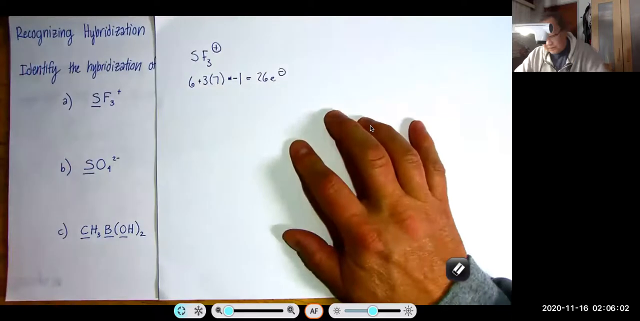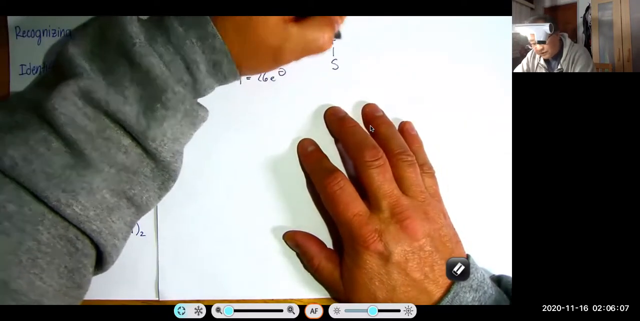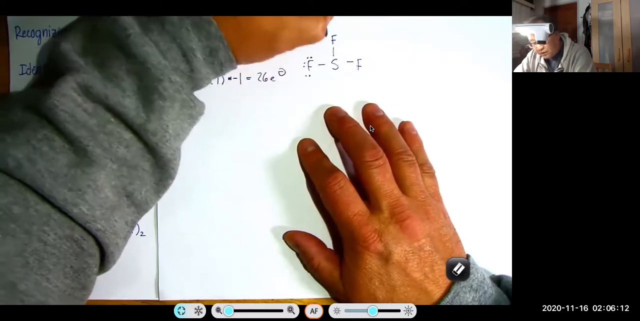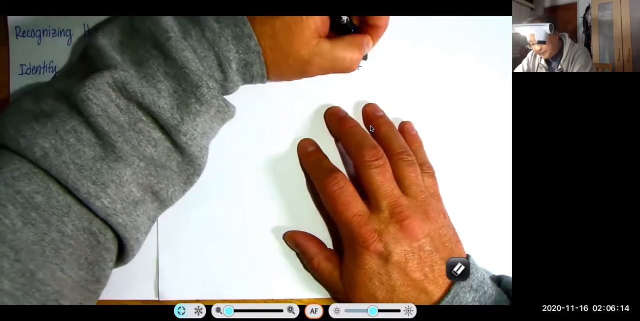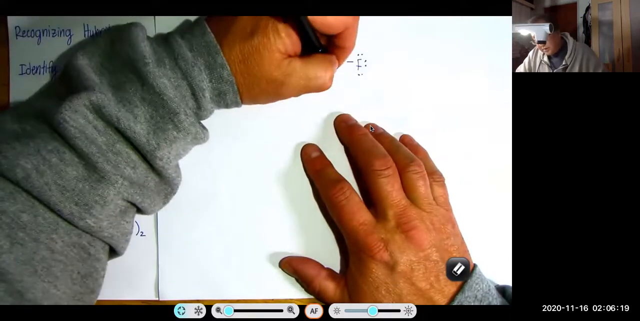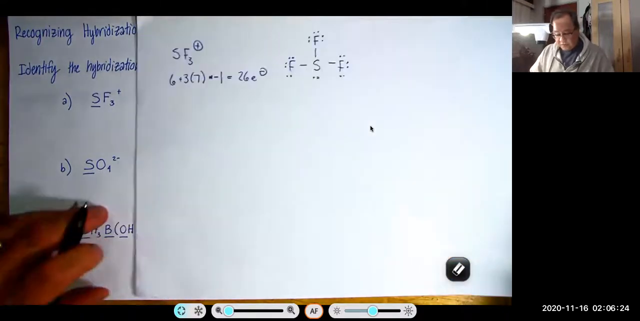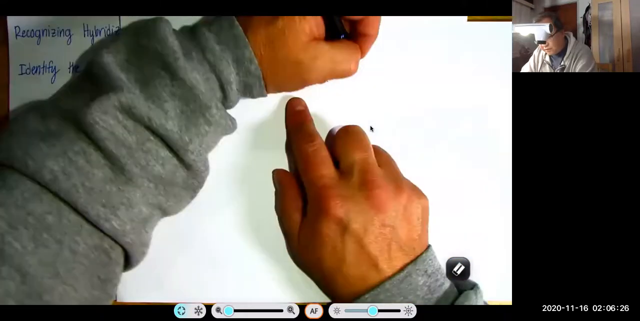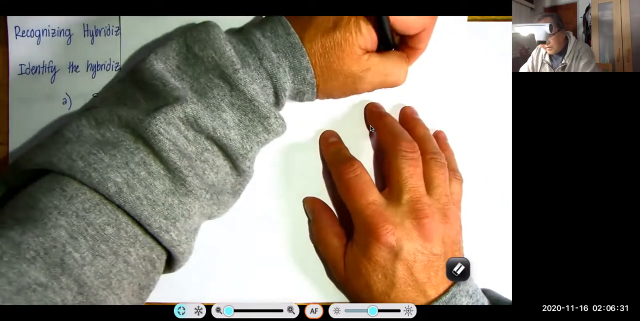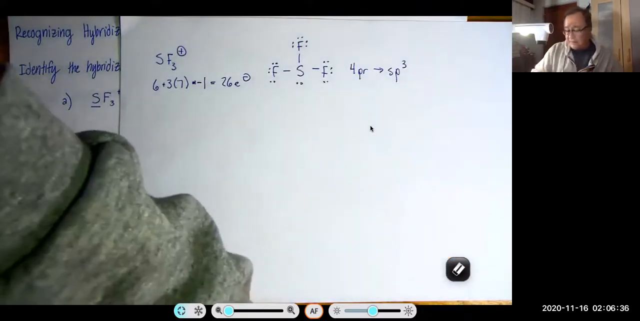So for SF3+, we're going to put sulfur in the middle, and we're going to put each fluorine around the sulfur. We're going to put lone pairs on each fluorine. And we've used 24 electrons, so we had to put 2 more on the sulfur. All right, so I'm going to scoot this a little more over. So here we realize there are 4 pair. So that's going to be sp3 hybridized, 4 pair, s-p-p-p, sp3 hybridized.